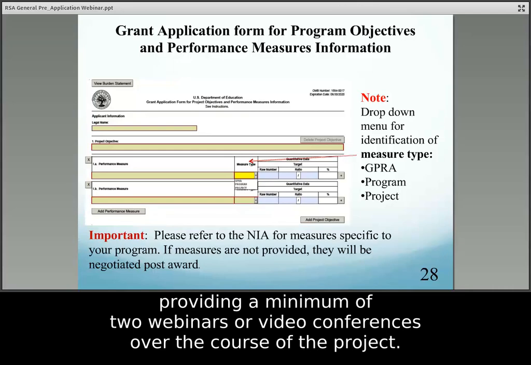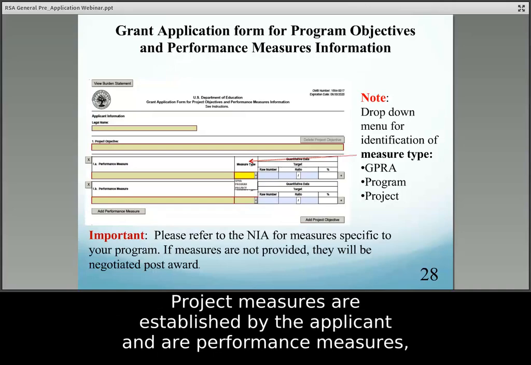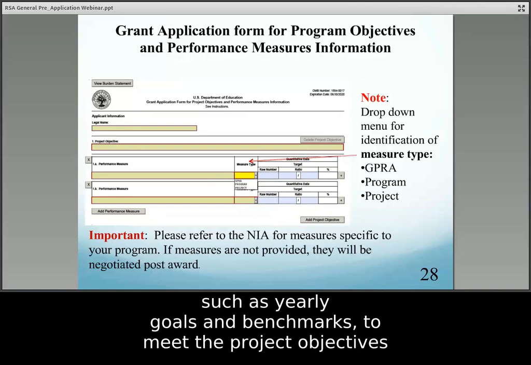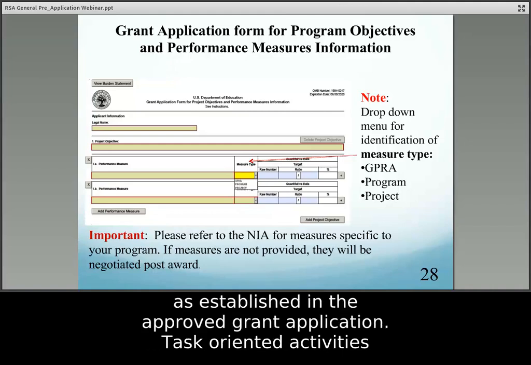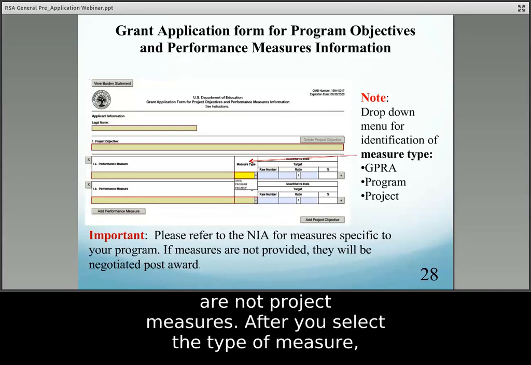An example is providing a minimum of 2 webinars or video conferences over the course of the project. Project measures are established by the applicant and are performance measures, such as yearly goals and benchmarks, to meet the project objectives as established in the approved grant application. Task-oriented activities are not project measures.